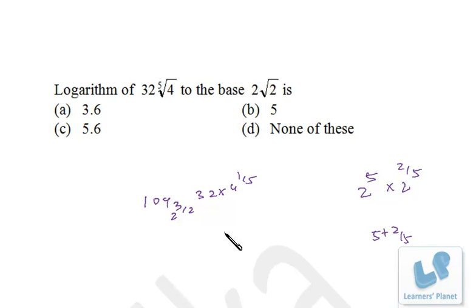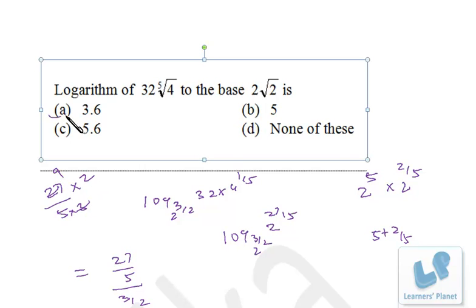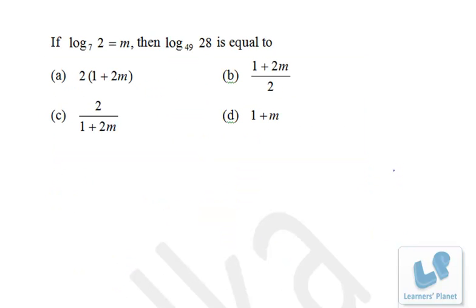So log 2 raised to 3 by 2 and 2 raised to 27 by 5. So that can be written as 27 by 5 by 3 by 2 log 2 to the base 2. So that's 1. So precisely it is 27 by 5 by 3 by 2. Okay, so it's 18 by 5, or we can say 3.6. I hope you are getting.